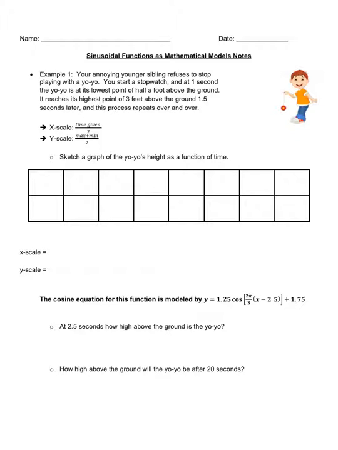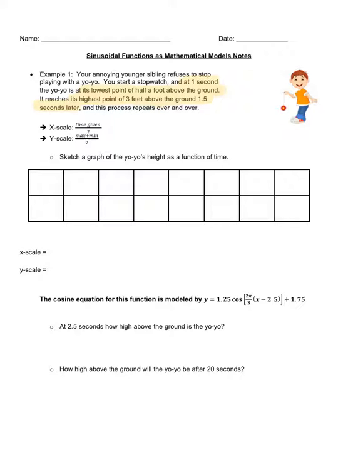So in our first example, you have your annoying younger sibling who refuses to stop playing with a yo-yo. We are going to start a stopwatch, and at 1 second, the yo-yo is at its lowest point, and that lowest point is half a foot above the ground. It's going to reach its highest point at 3 feet above the ground, and that's going to happen 1.5 seconds later. And this process is going to continue over and over again.